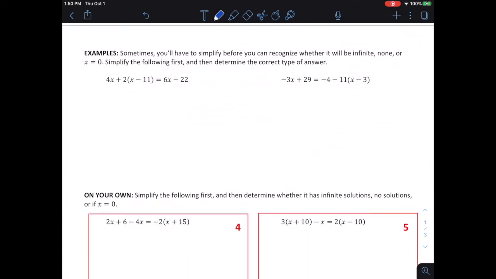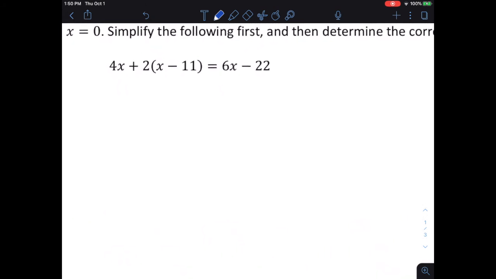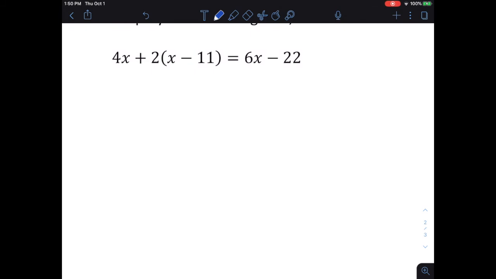All right, so 2 more examples. Sometimes you're going to have to simplify before you can recognize whether or not it's going to be infinite, none, or x equals 0. Because if you look at this first problem on the left, we can't tell if the left side is equal to the right side, or if the x's are going to be equal to the x's and the numbers are going to be different, or if we might have a case where the only thing that we can plug in is 0, okay?